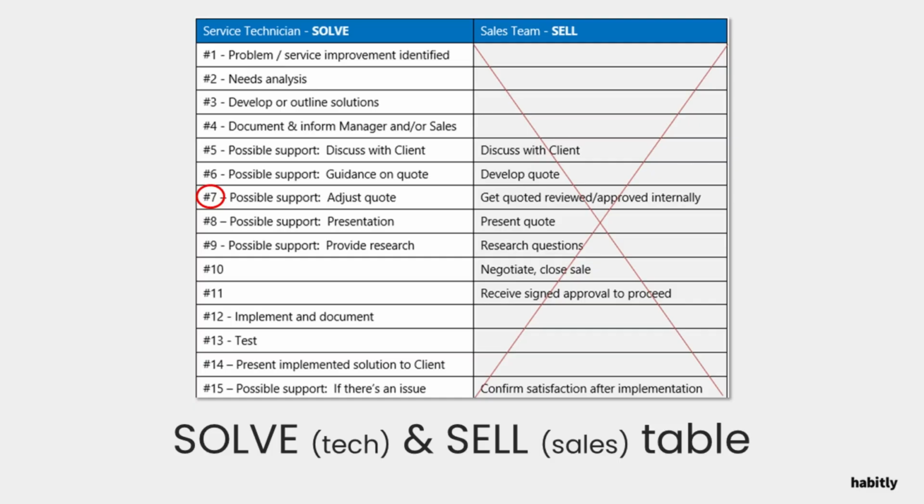The third possible support task that becomes your full responsibility in this situation is number 7, get quote reviewed or approved internally. So the objective is you take your draft quote and bring it to someone else who can approve it so you can present it to the client.